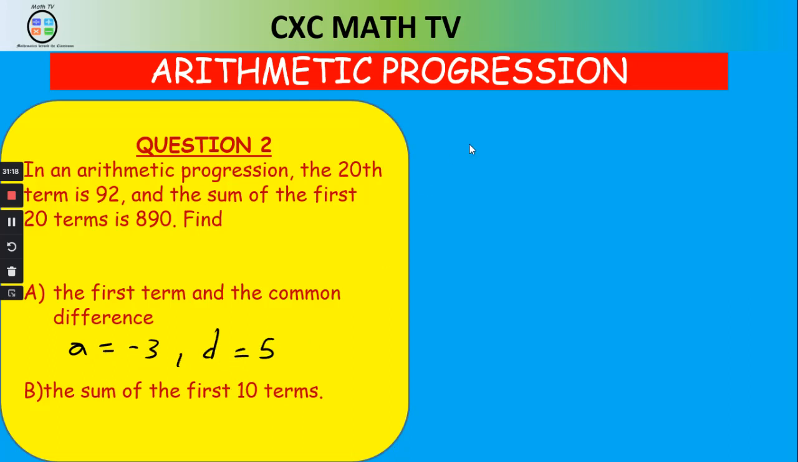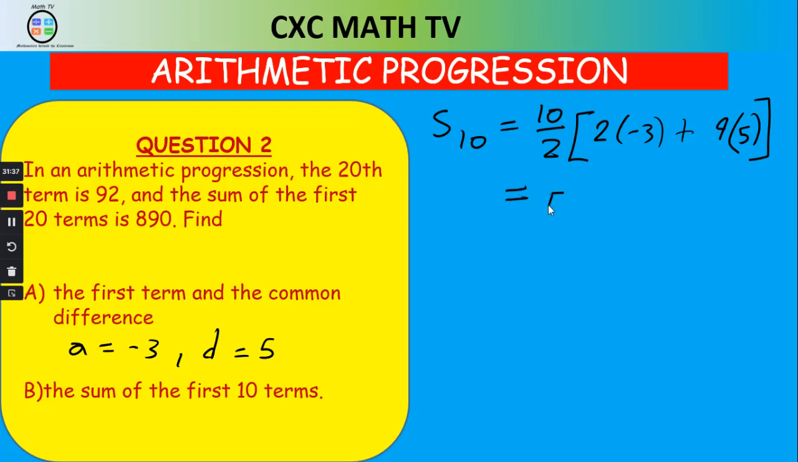Then let's find the sum of the first 10 terms. For the first 10 terms, the formula, remember, is n over 2 in bracket 2a plus n minus 1 times d, so it's 10 over 2 in bracket 2 times negative 3 plus 10 minus 1, which is 9, times d, 5. Punch that in our calculator. This is negative 6 plus 9 times 5, which is 45. That's 39 times 5.